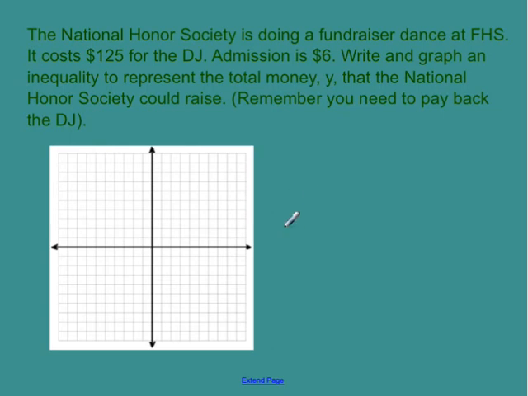So we're trying to raise money. So whatever we raise, we want to be greater than or equal to what we spend. So for every X student that comes in, it's going to bring in $6. But we have to take off that initial $125 that we were given for the DJ. So the graph that you guys have on yours isn't going to work. So why don't you just look at mine to make it easier?